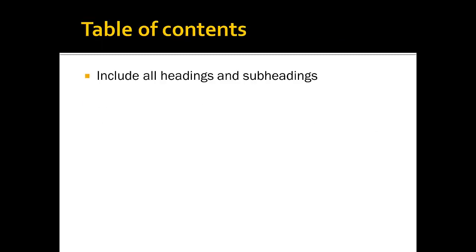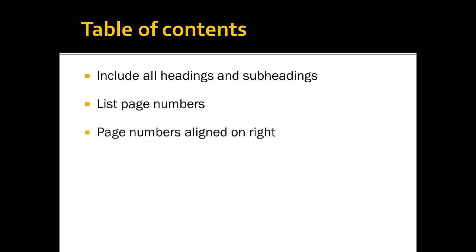Okay, so table of contents. It'll include all of the headings and subheadings. It'll have all of the page numbers. And the page numbers will be aligned on the right. And the best way to do this is to insert an automated table of contents. That way, if you make any changes to your document as you're going, you can update your table of contents with the click of one button rather than going in and formatting it.